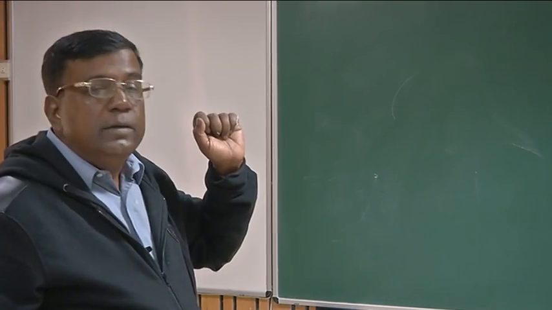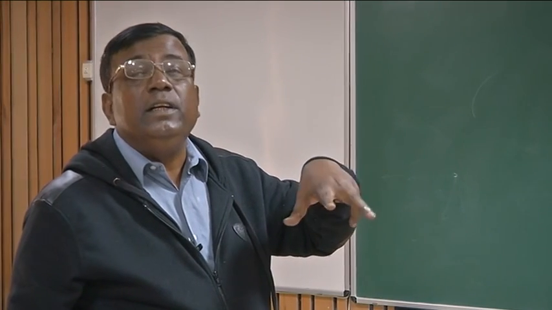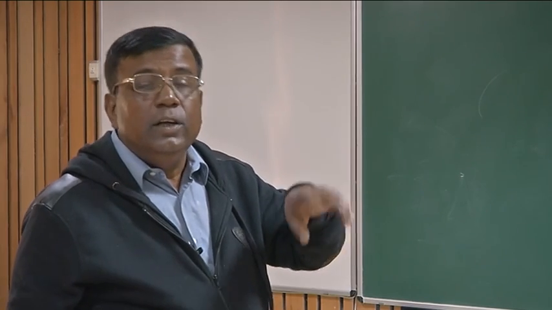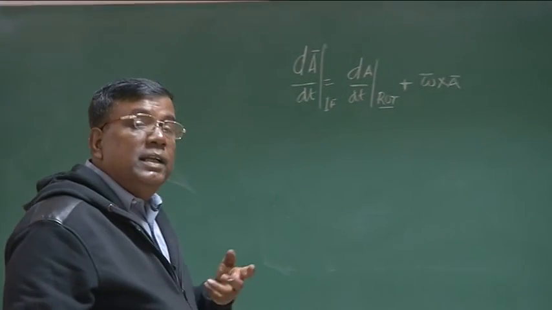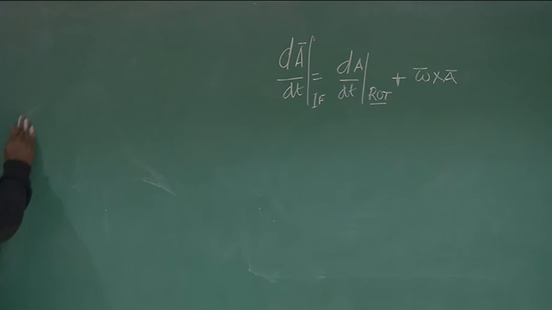But for the rotating frame, as the body rotates, these I, J, K also rotate. So the direction is changing, although the magnitude is not changing, it's a unit vector. But the direction is changing, so this vector is changing. That is how it doesn't remain an inertial frame of reference. So let us see how that is to be developed.